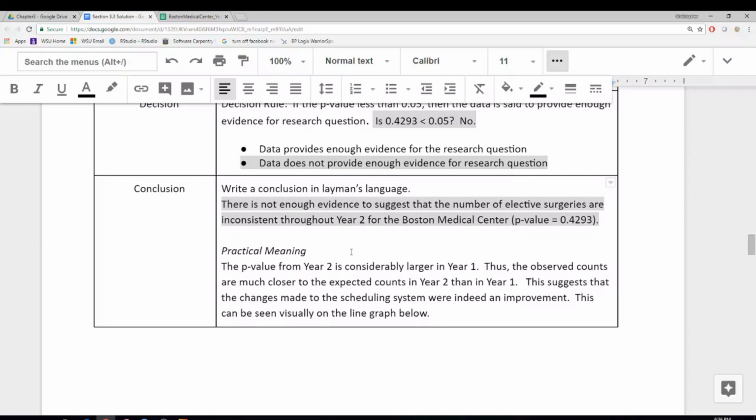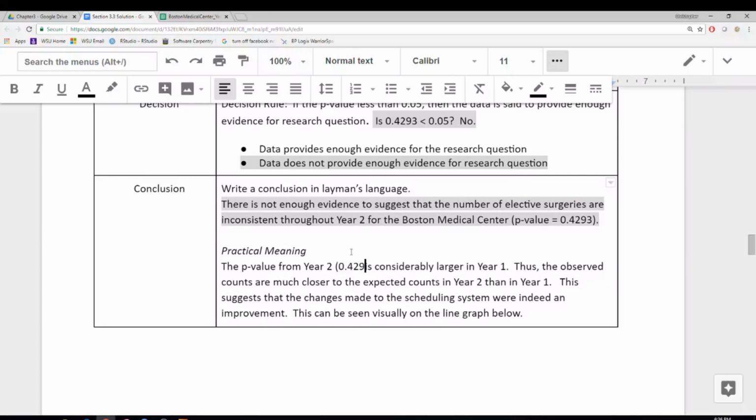So the p-value from year 2 was 0.4293. That is considerably larger than what I had from year 1. In year 1, I think it was 0.0567, if I remember correctly. Therefore, in year 2, the observed counts are much closer to the expected than in year 1. All right, because that p-value is much higher. It's not even close at all to the 0.05.